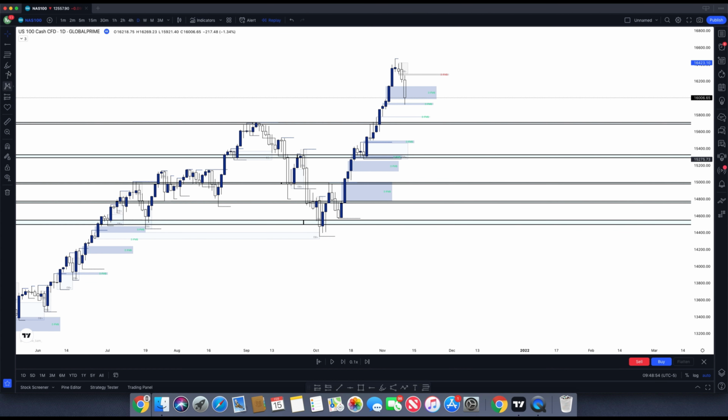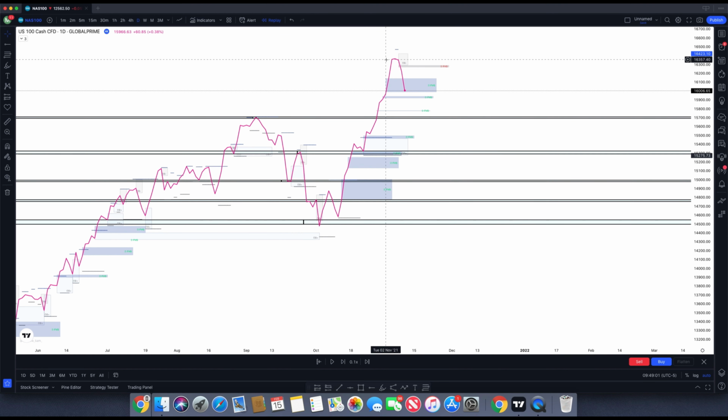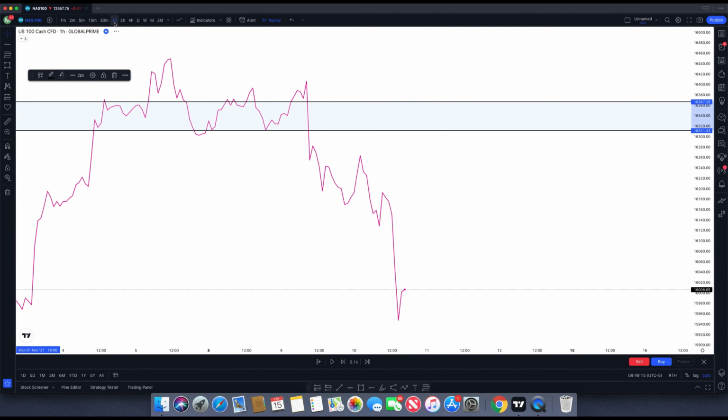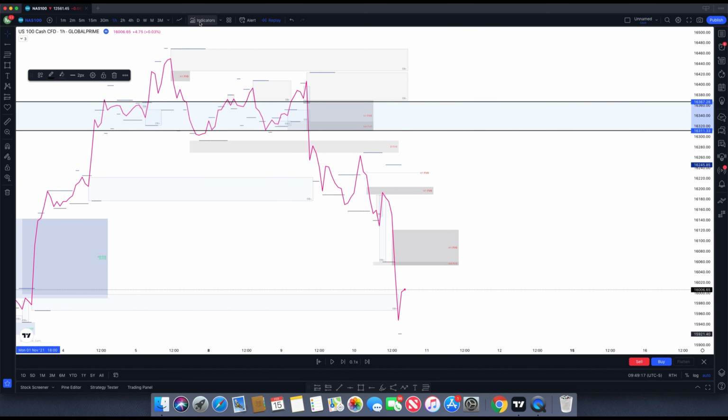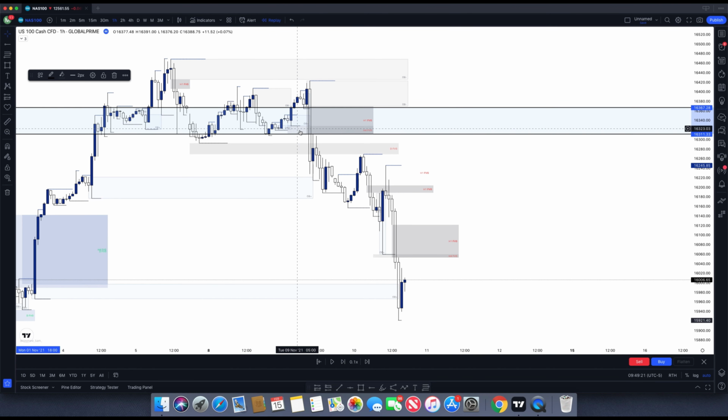But this is a new zone here, so you have to be patient. So you can mark this new zone here, this new supply area. But you want to wait on the order block retracement. I wouldn't trade this first one here. Maybe on a lower time frame, you'll see more selling momentum easily.